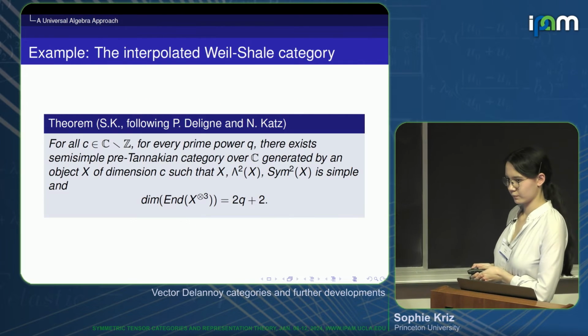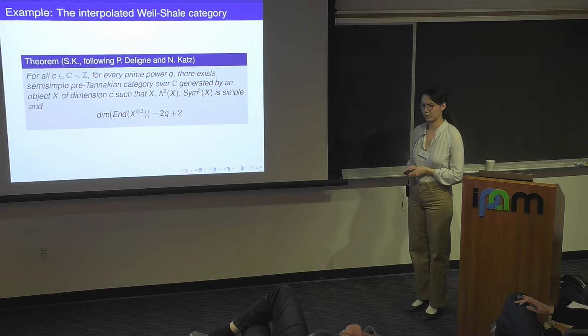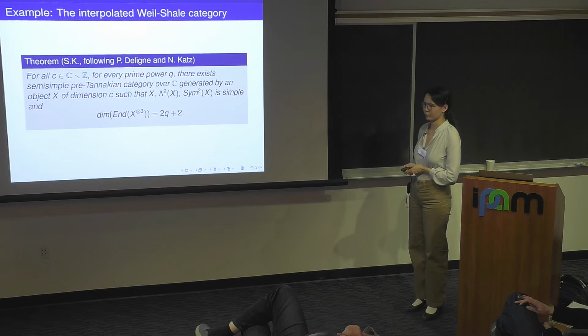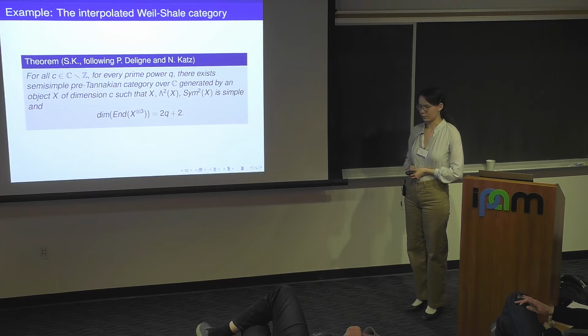But you said it contains Rep GL_c. Yeah. Well, I think that's just because x has dimension c, so just by the universality, the Rep of GL_c should go into it. But not as a full subcategory. Oh no, not as a full subcategory.